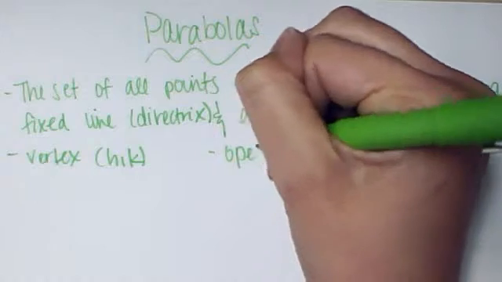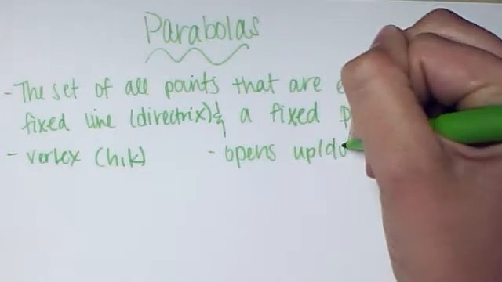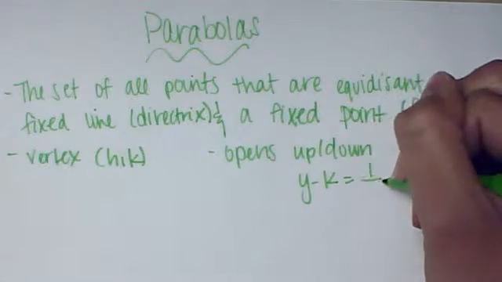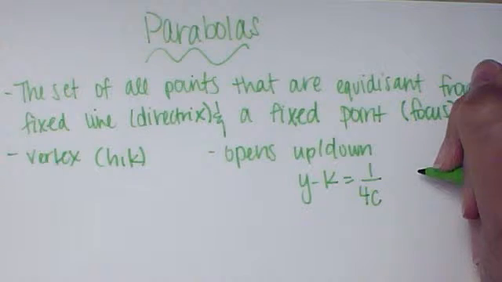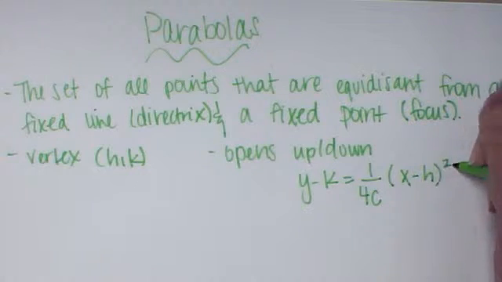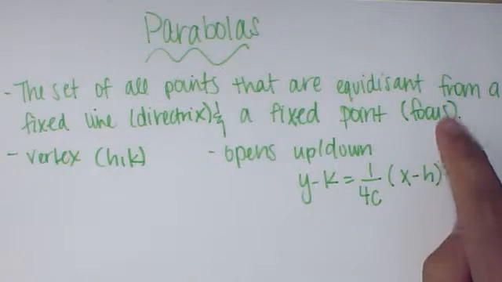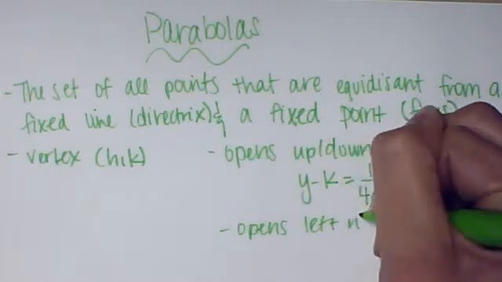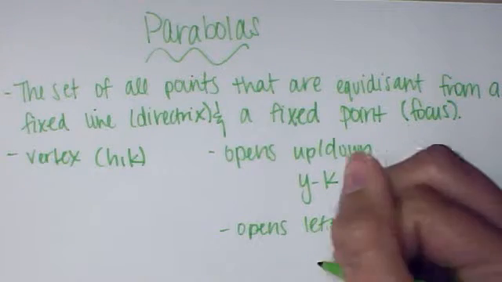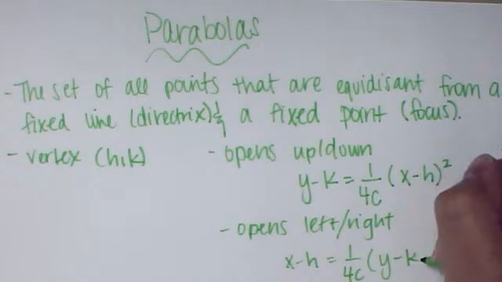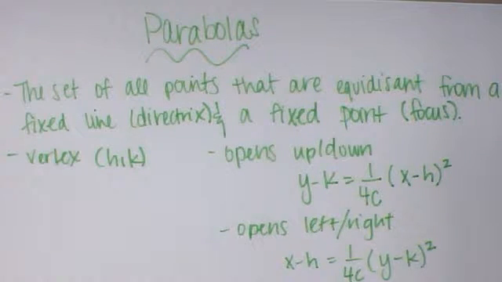If the parabola opens up or down, then its equation is y minus k equals 1 over 4c, and the c comes from the focus, times x minus h squared. Now, the reason we're calling it a focus instead of a foci is there is only one for a parabola. If it opens left or right, then it's x minus h equals 1 over 4c times y minus k squared. So, let's go ahead and take a look at this information.